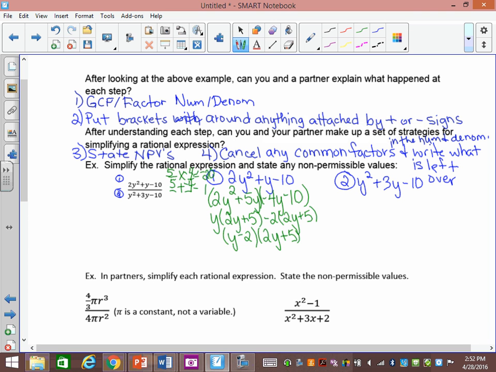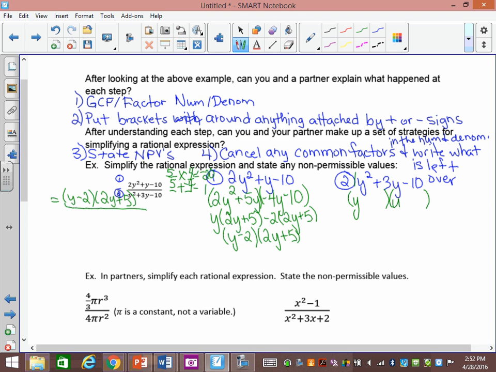So on the top, number 1, I have this equals y minus 2 and 2y plus 5. Then I have to factor the denominator. What's the great thing about the denominator? It has a 1 in front. So since it has a 1 in front of my y squared, I can go straight to brackets. I don't have to do decomp.